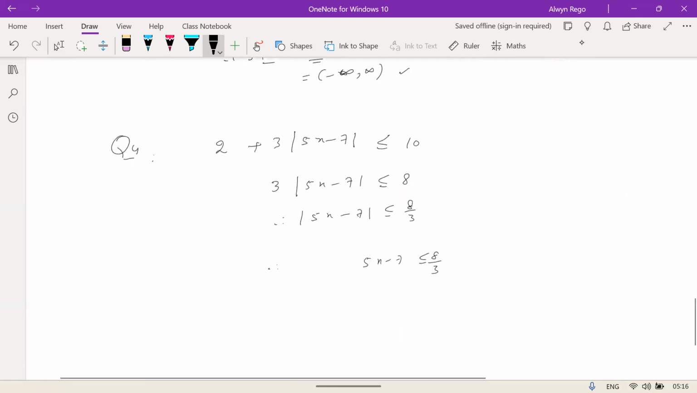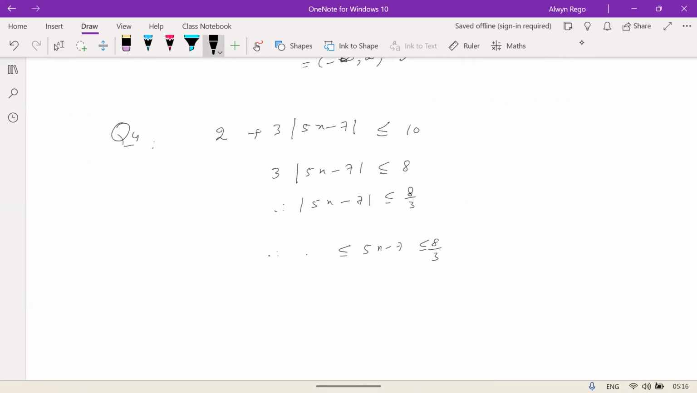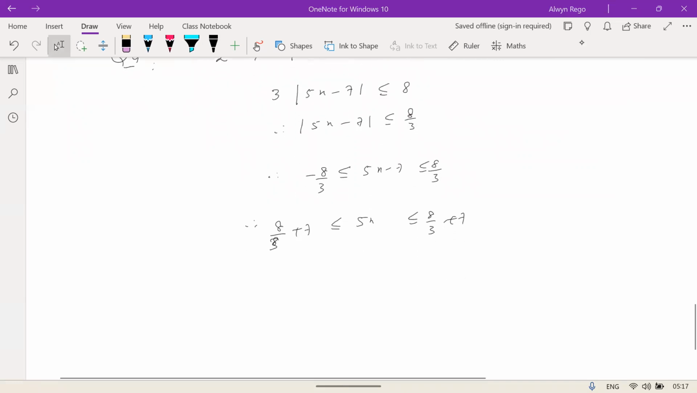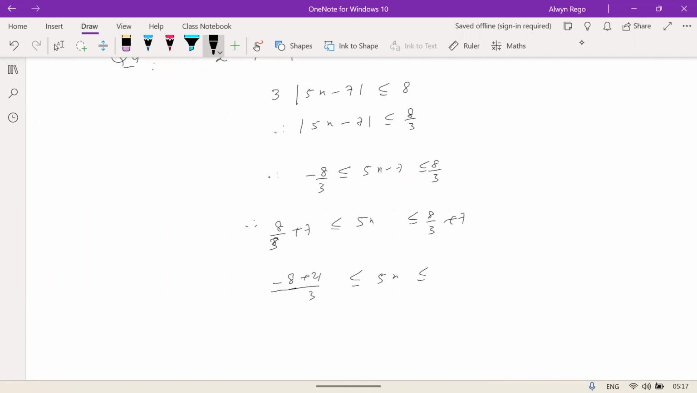So it's less than or equal to 8/3 and more than or equal to -8/3. Therefore, you find that 5x is less than or equal to 8/3 + 7 and more than or equal to -8/3 + 7 here. Therefore, you find that (-8 + 21)/3 is less than or equal to 5x is less than or equal to, I'm sorry, 8/3.